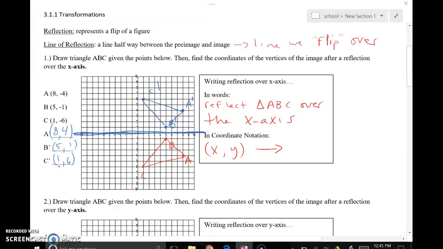Okay, so what we just did is we reflected over the x-axis. If you take a look at the original pre-image points, (8, -4), (5, -1), (1, -6), and compare those to our image points, (8, 4), (5, 1), (1, 6), you should notice that the only thing that has changed is the sign on the y values. Notice that the x values are the exact same. So all we did is change the y value. We kept the x value, but did the opposite of the y value.